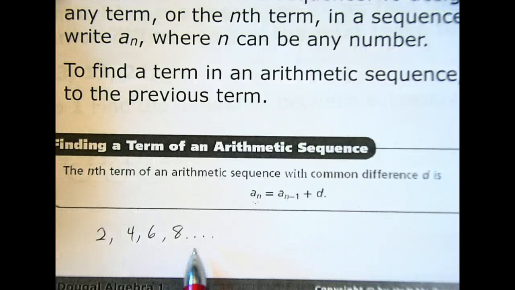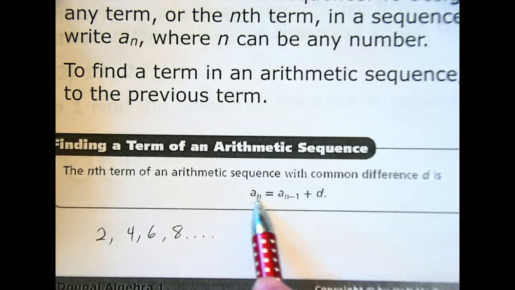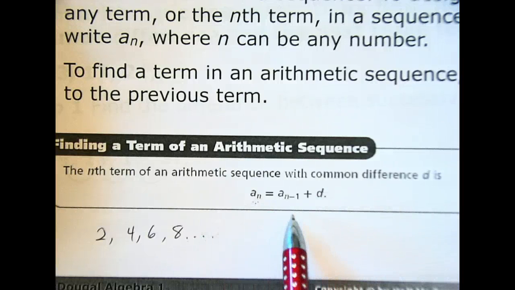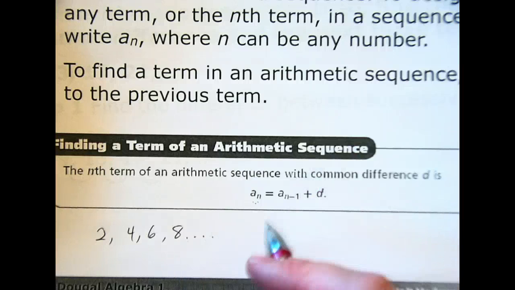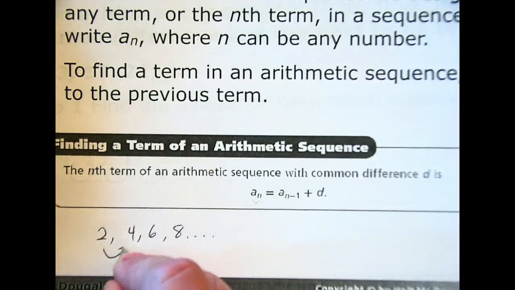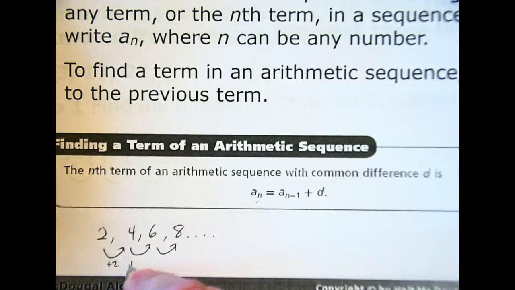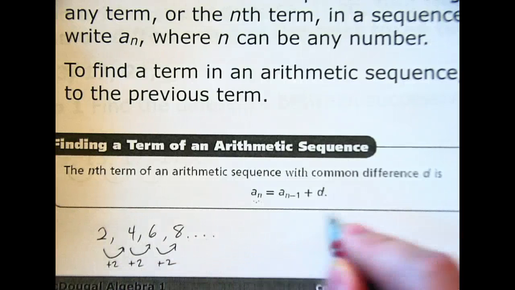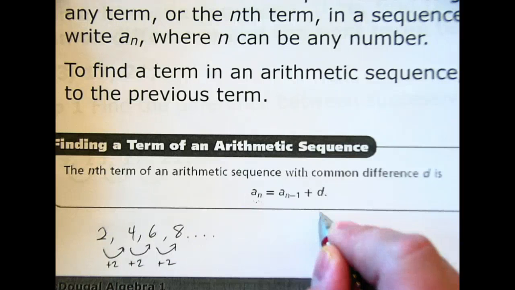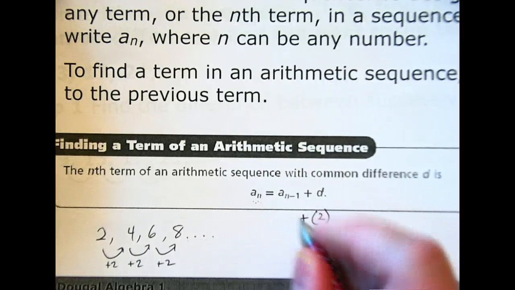What is the next term? 10. How many used this formula to find it? I tell you did. You just don't know you are. What are we adding? What's the common difference here? Two. So the common difference is 2. So in this case, D is 2, and we're adding the 2.